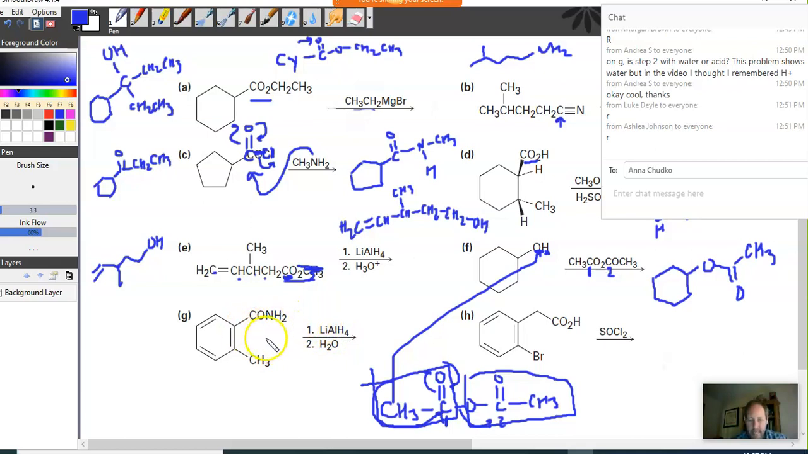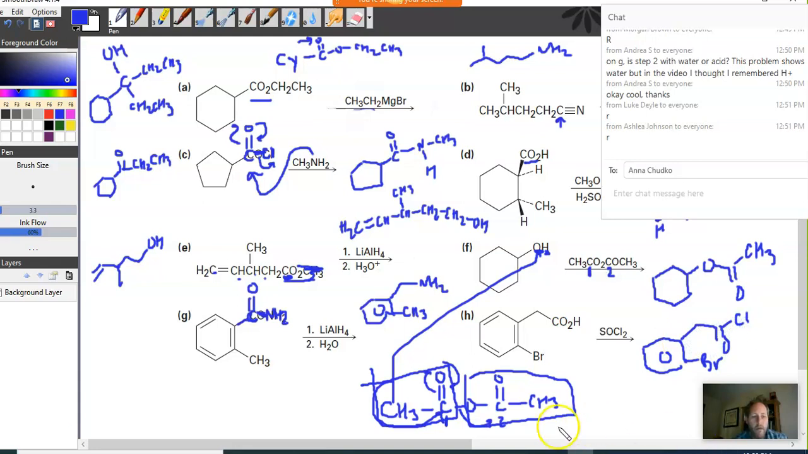For this compound, this is an amide. So the way this looks is you have a carbonyl here, and then you have that bonded to the NH2. So LAH basically gets rid of carbonyls. That's what it does. Over here, it did the same thing. Got rid of the carbonyl to give you the alcohol. Here, it's going to get rid of the carbonyl to give you an NH2. So your final product would be that. And then lastly, carboxylic acid plus SO2 makes the acid chloride. So that's all you get in that. Okay, any questions on those?